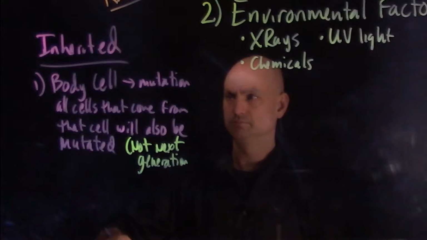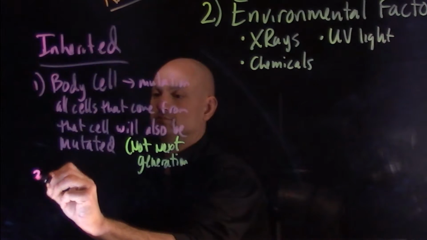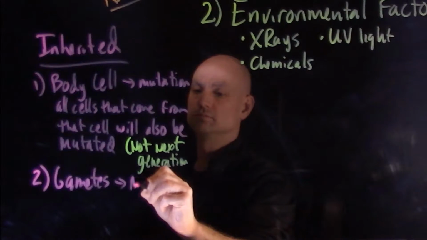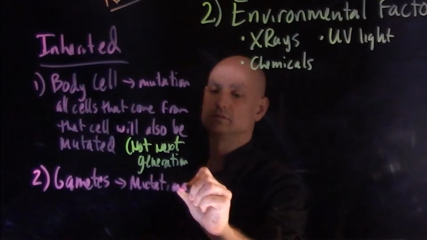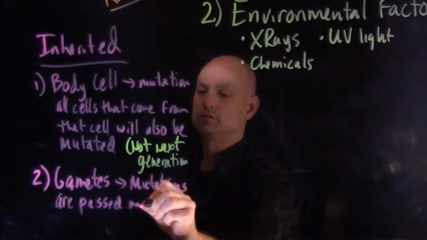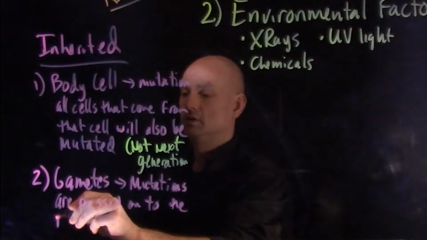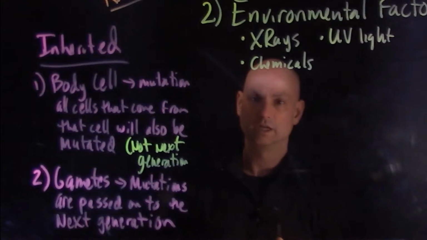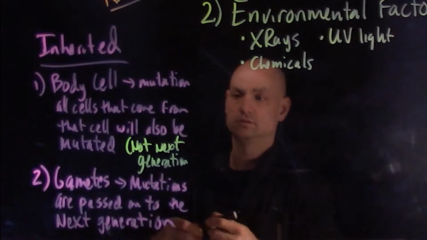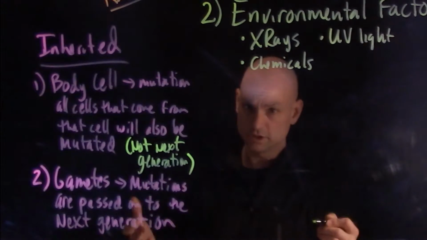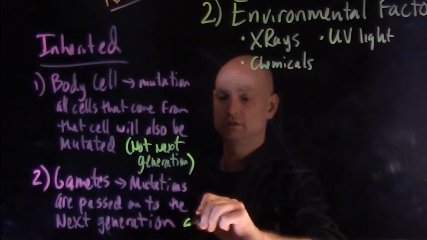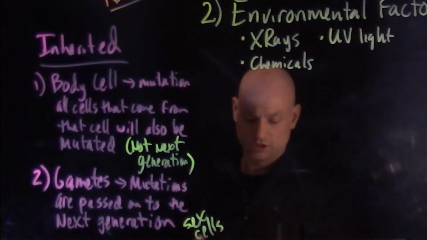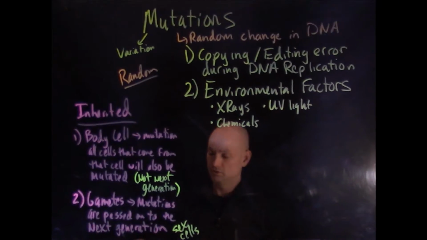Another thing that can be passed on are the sex cells. And that brings me to the second one. Gametes. These mutations are passed on to the next generation. Okay, why? Well, these are the sex cells. These are what are going to make the next generation.